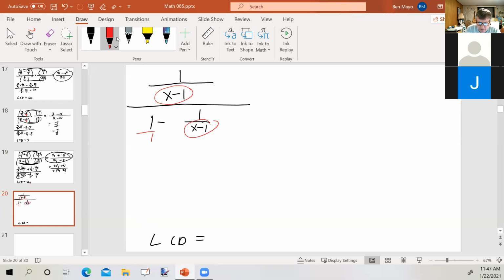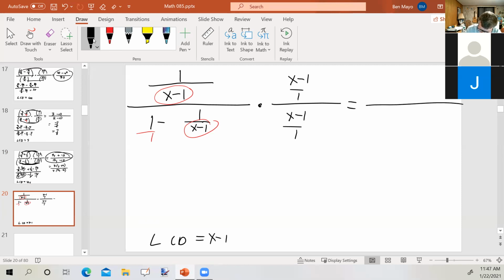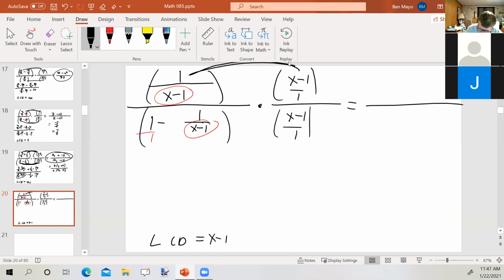You see that? Yeah. Okay. So we're going to distribute. On top, I've got 1 over x minus 1 times x minus 1 over 1. The x minus 1 is reduced down, and that whole thing just becomes 1. In fact, that's the whole numerator, is just 1.